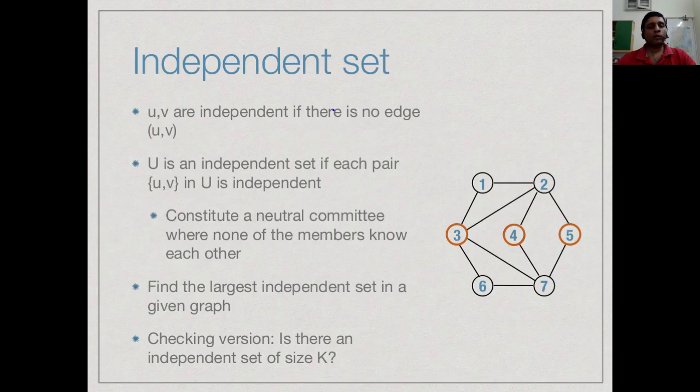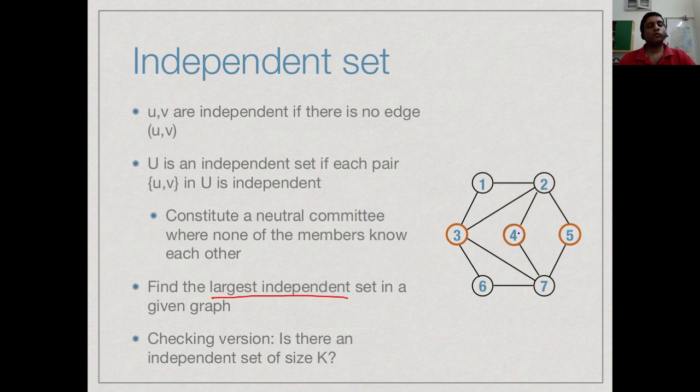So the algorithmic problem is to find the largest independent set, right? So here we have found an independent set of size 3. Can I do better? Can I find one of size 4? Maybe, maybe not. Right? So this is my algorithmic problem. Given a graph, what is the largest independent set that I can find in it?